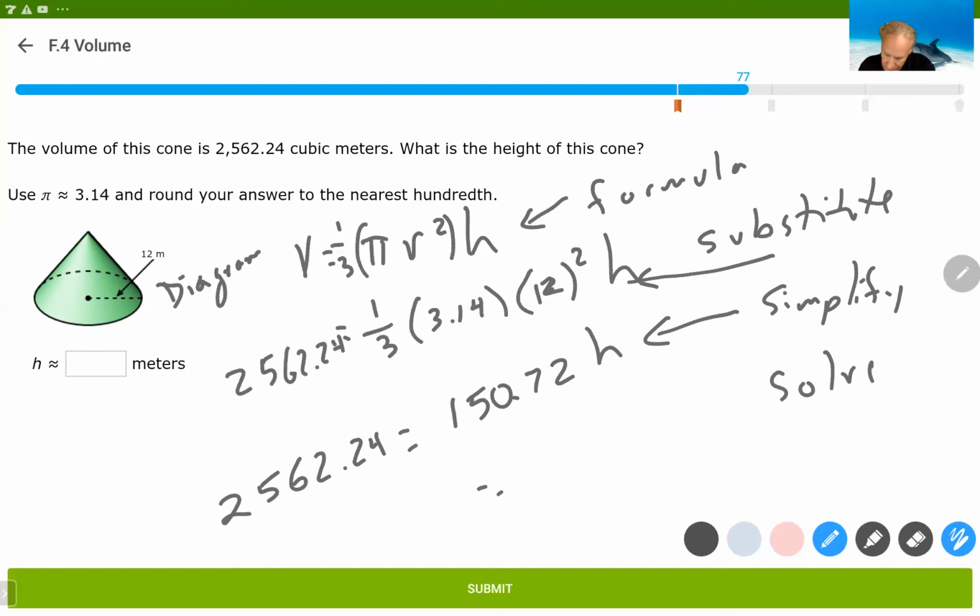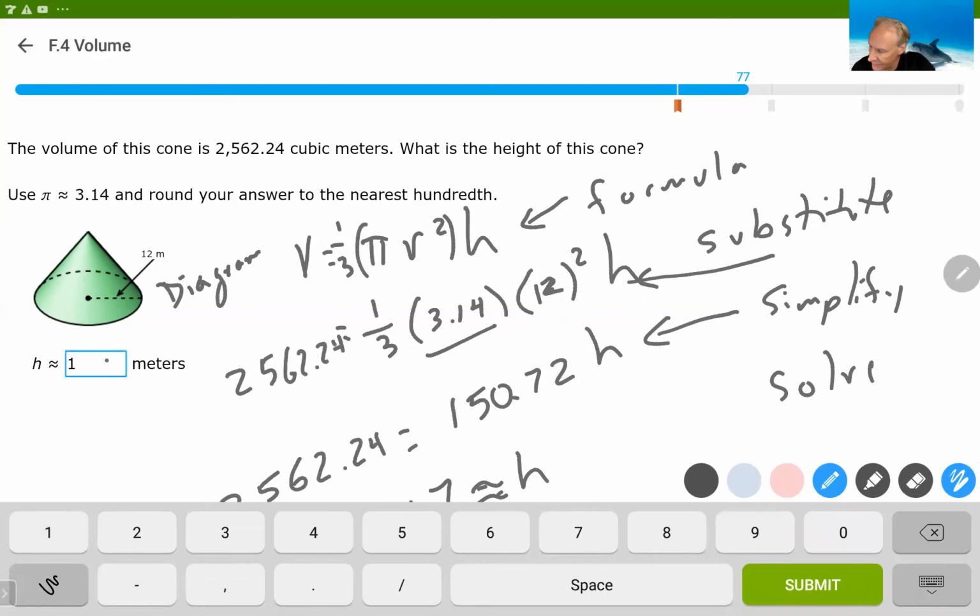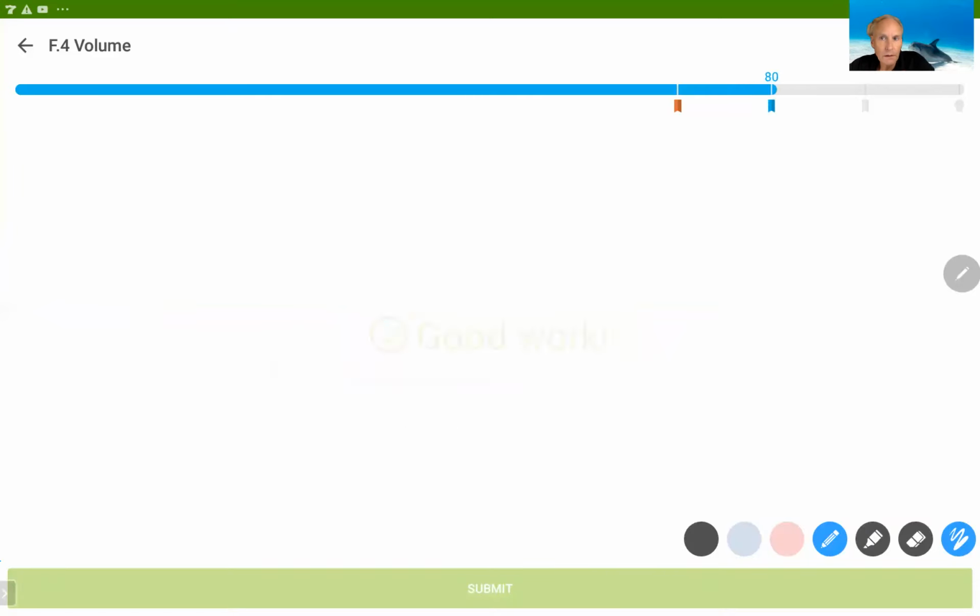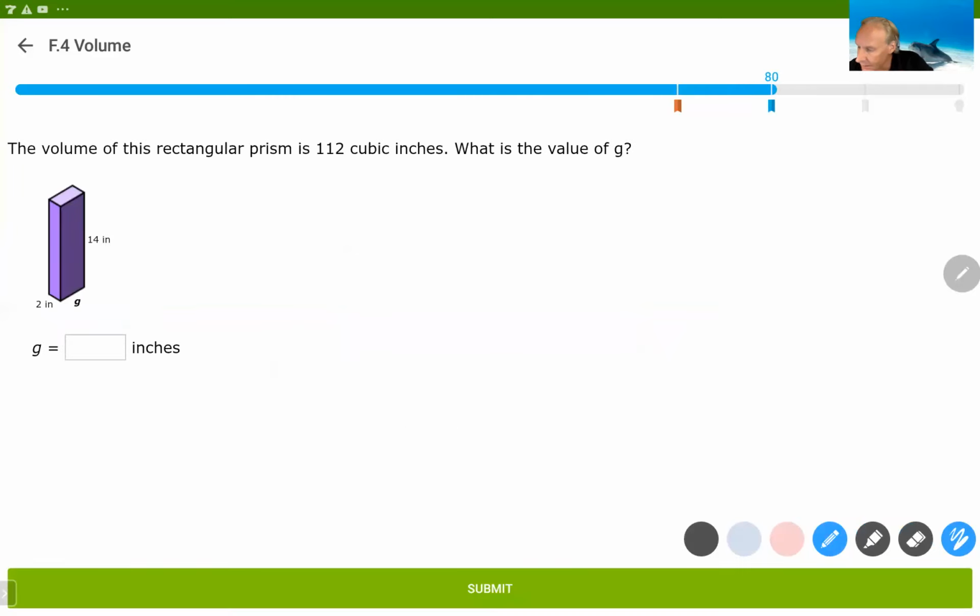2562. 17. So height is approximately 17 meters. And we say approximate because that's an approximation. The 3.14 is the approximate. So it's approximately 17 meters. And we're getting there. It's taken a little while.